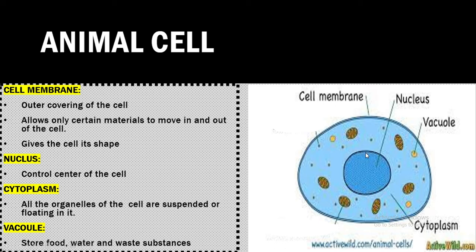Number 2 is nucleus. You can see the round shape in the center of the cell. It is called nucleus. And what is the function of the nucleus? It is the control center of the cell. The nucleus is called the control center of the cell, and it controls all the activities inside the cell. This is controlled by the nucleus.